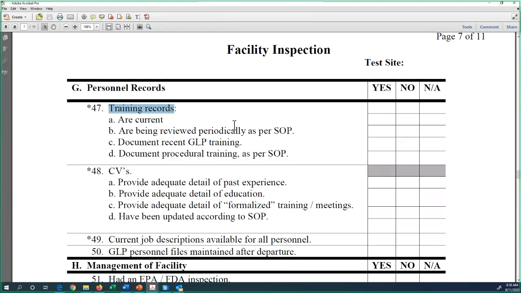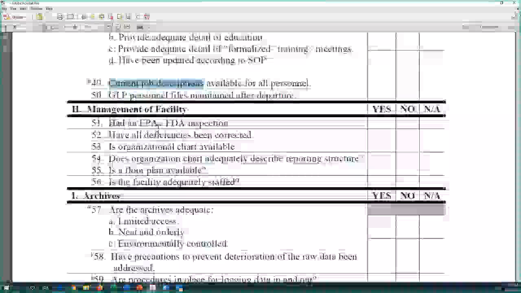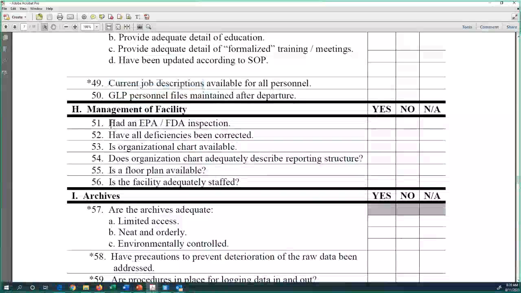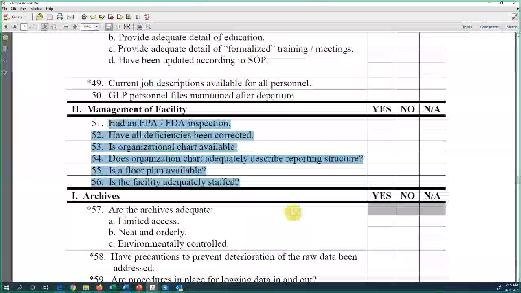Do you have GLP training? Do you have your science training, chemistry training? Do you have your education, your CV there, and your job description? What do you do? That's it. Other things, don't put it there. Then the facility. Do you have an EPA inspection? That part depends on the situation. Then archives.